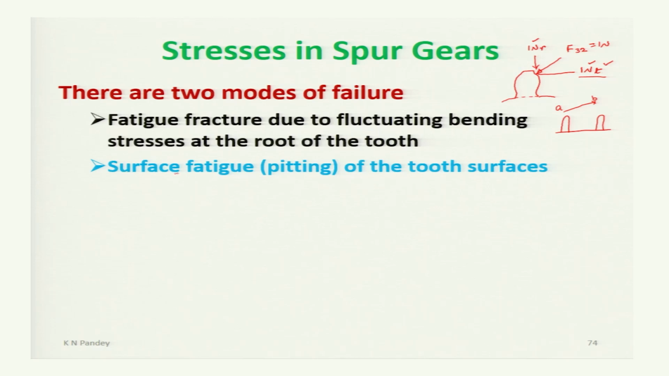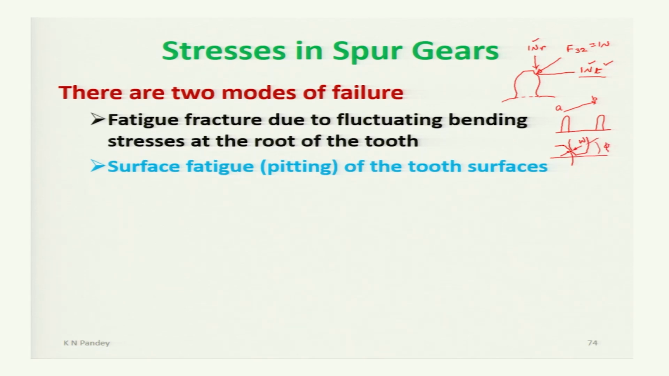Now the second mode of failure will be surface fatigue, or the pitting of the tooth surfaces, because when the gear teeth are engaged, this is the point of contact, and this point of contact will actually be a line contact along the width of these two gear teeth, and along this a force W is acting with an angle given by phi.